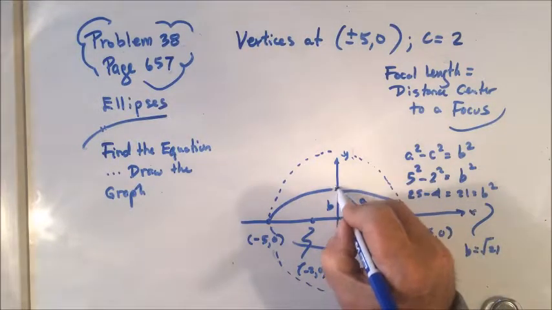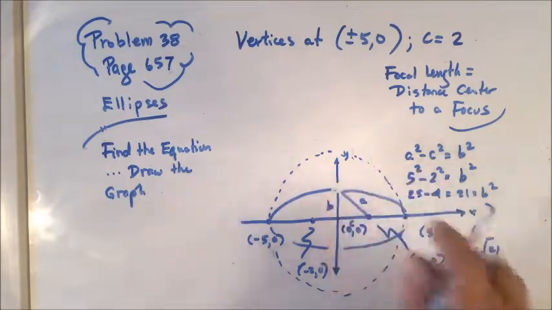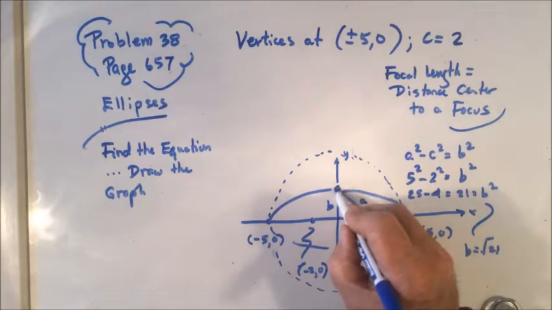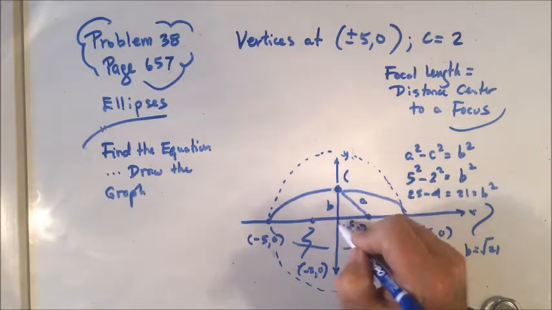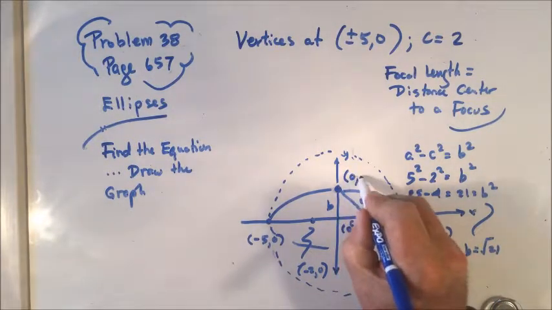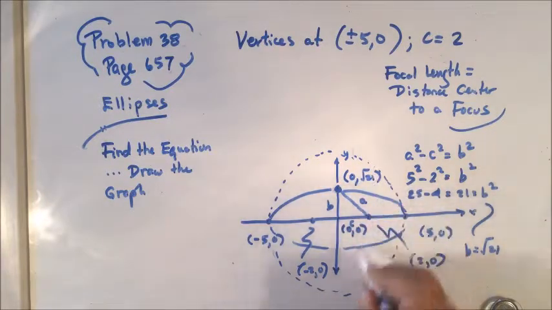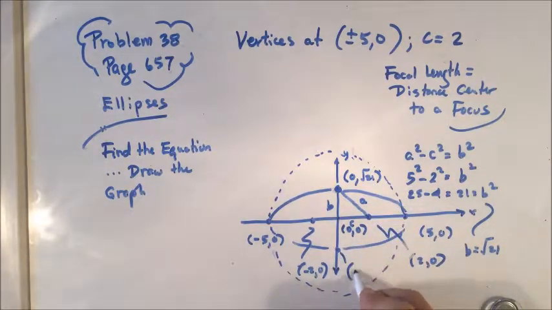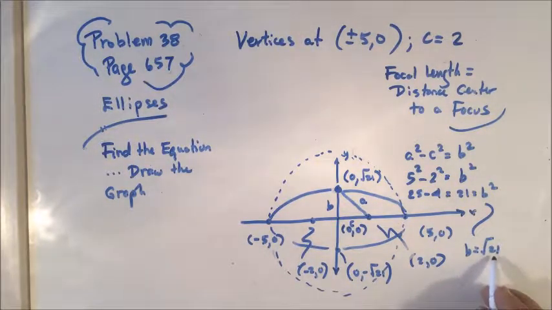And that puts this point up here. It's actually root 21. Yeah, no, it's actually this way. This point is the point 0, root 21. And this point right here is 0, minus root 21. Okay, so I've got b equal to root 21. I've got a equal to 5.